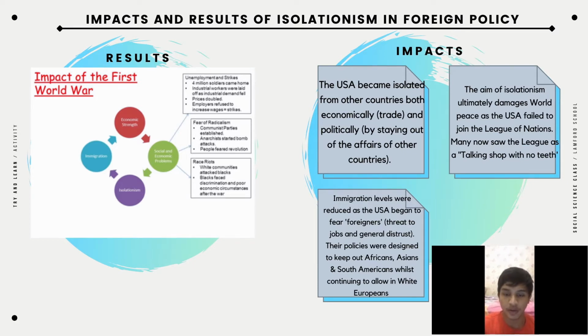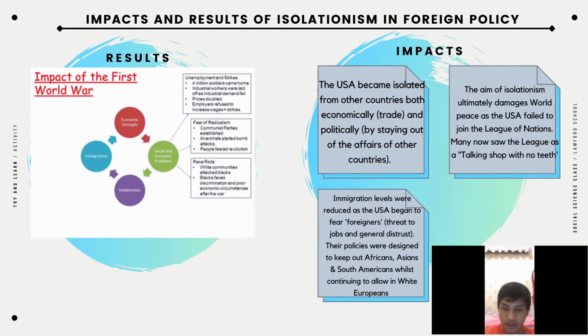The first one is the USA became isolated from other countries, both economically, in trade, and politically, by staying out of the affairs of other countries. Second, the aim of isolationism ultimately damaged world peace as the USA failed to join the League of Nations. Many now saw the League as a talking shop with no teeth.